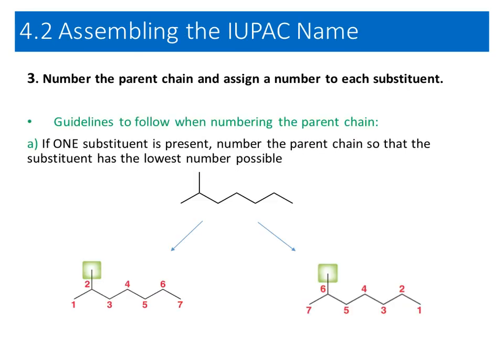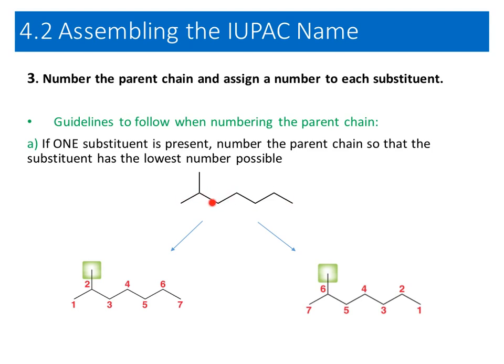After finding the substituents and naming them, we need to number the parent chain to show the location of those substituents. There are a few sets of rules that we need to follow while numbering the parent chain. The first rule says that if there is only one substituent attached to the parent chain, we need to number the parent chain in a way that the substituent has the lowest number possible. There is an example here.